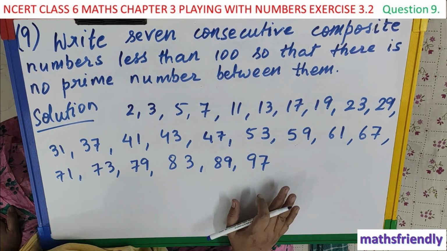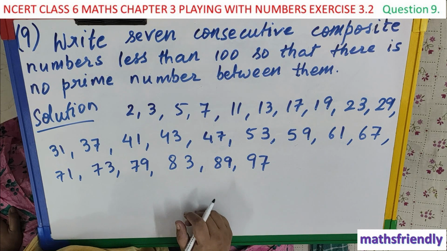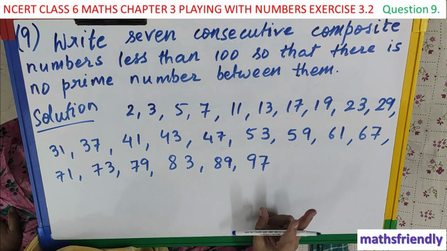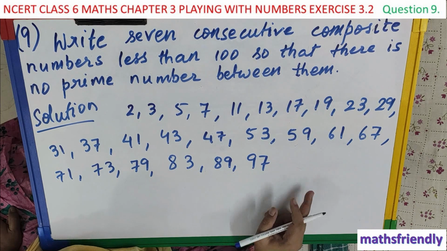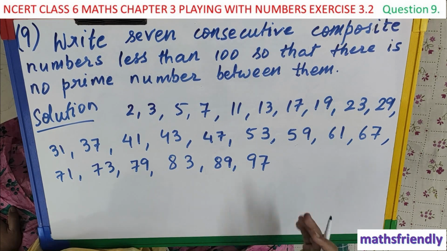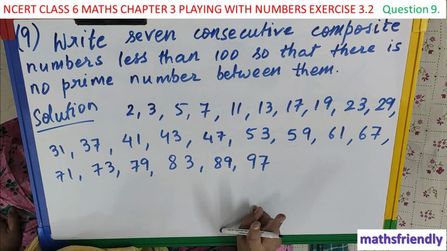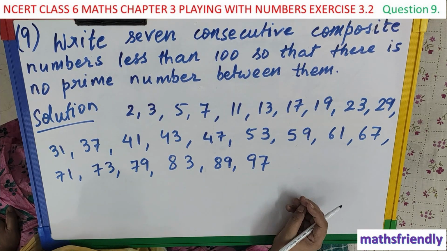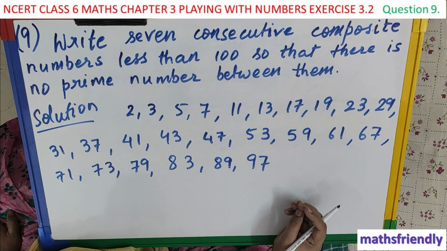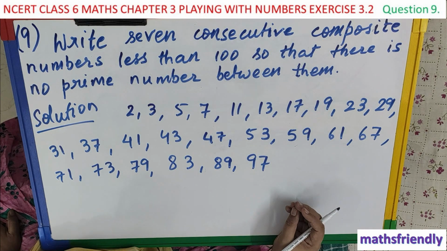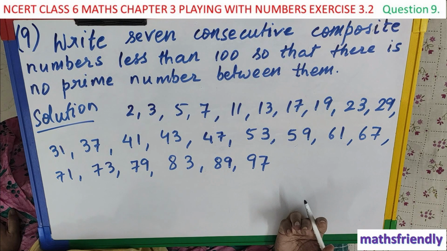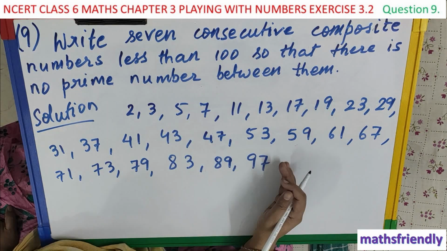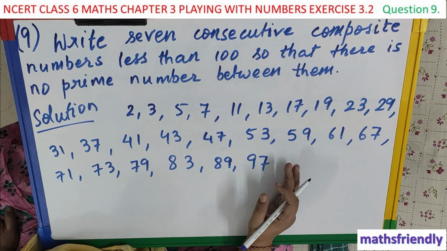You have already learnt about composite and prime numbers in the previous questions, right? Prime numbers are the numbers which have only 2 factors, meaning the numbers which are exactly divisible by only 2 numbers. The numbers which have more than 2 factors are known as composite numbers, meaning the numbers which are exactly divisible by more than 2 numbers. Okay, so I have written all the prime numbers between 1 and 100.